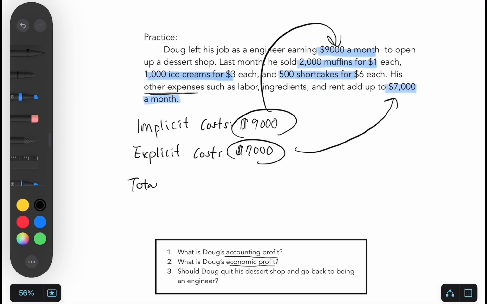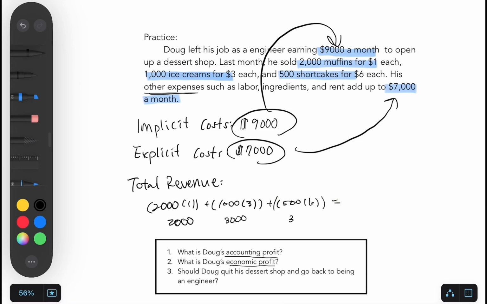To calculate Doug's total revenue, add the 2,000 muffins times $1, the 1,000 ice creams at $3, and the 500 shortcakes at $6. That would equal $2,000 plus $3,000 plus $3,000, which would be $8,000.